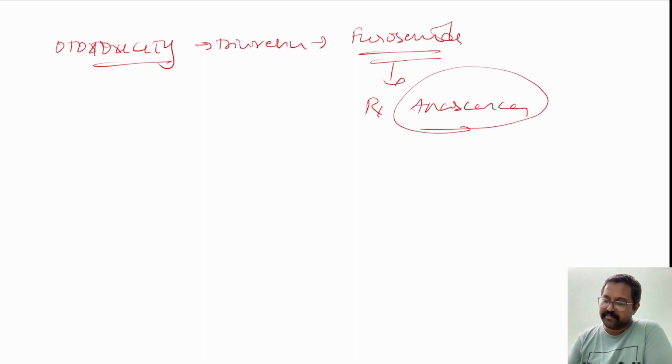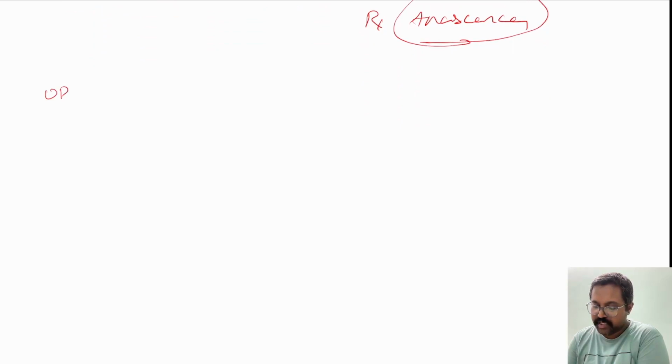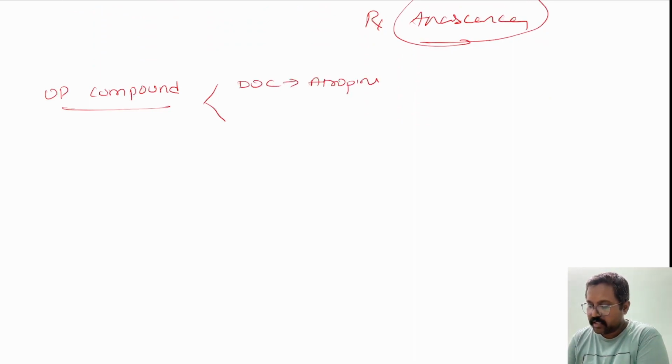Loop diuretics will be used for the treatment of anasarca because of their quick and brisk action. So these are some of the very important drugs that can be asked in your exams that you should remember. What is the drug of choice for OP compound poisoning? One is atropine, and next you have an enzyme reactivator, that is oximes, pralidoxime, etc.